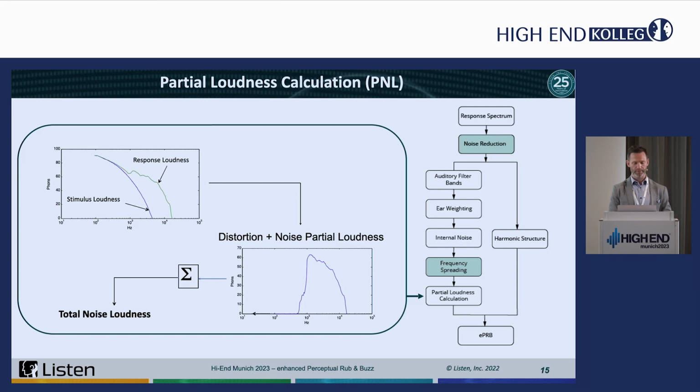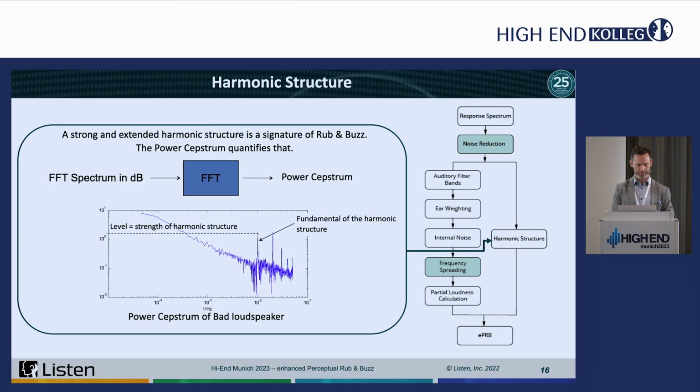So this is summed over the frequency range to give the PNL, or perceptual noise loudness, for a single tone of the input signal. On the other branch of the algorithm, the harmonic structure of the response is quantified using the power cepstrum. This involves some complex signal processing. The cepstrum analysis is basically a log spectrum of a power spectrum.